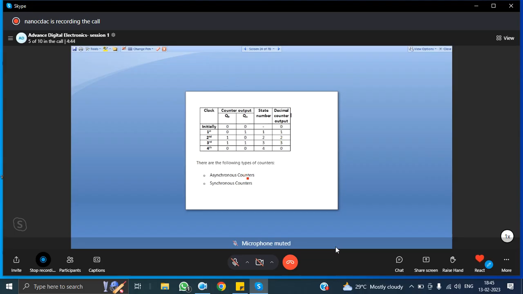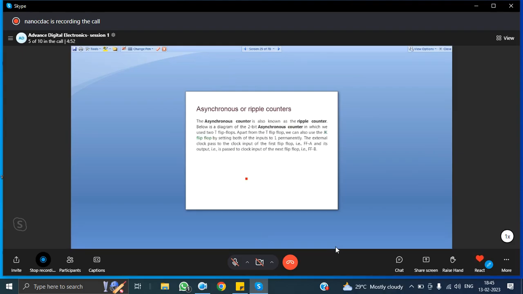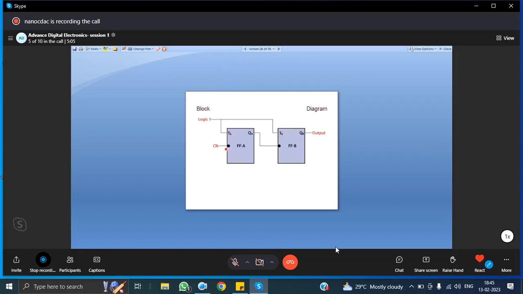There are two types of counters: asynchronous counters and synchronous counters. Asynchronous counters are also called ripple counters. Why are asynchronous counters ripple counters? You can see here two flip flops having two different clocks. The output of the first flip flop is given as the clock input to the second flip flop.